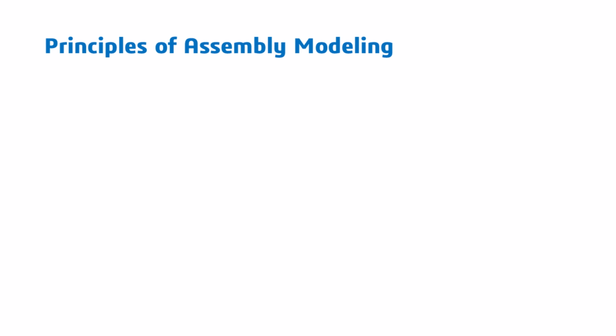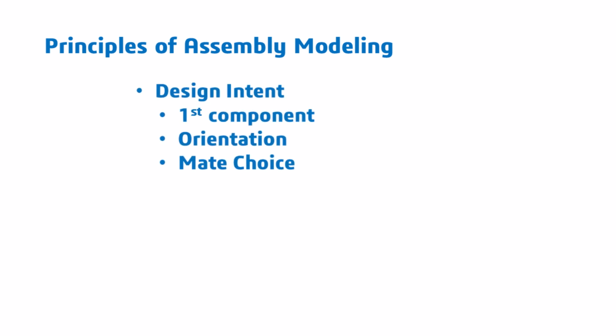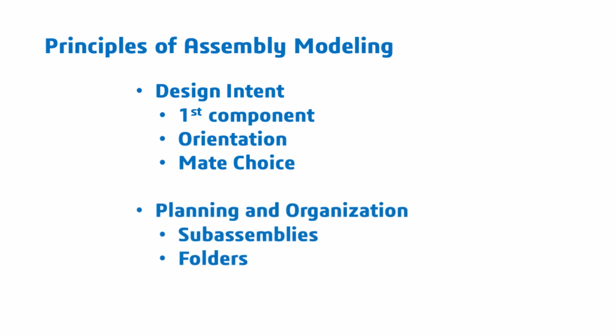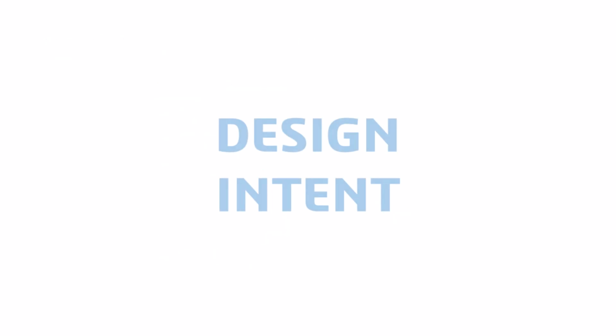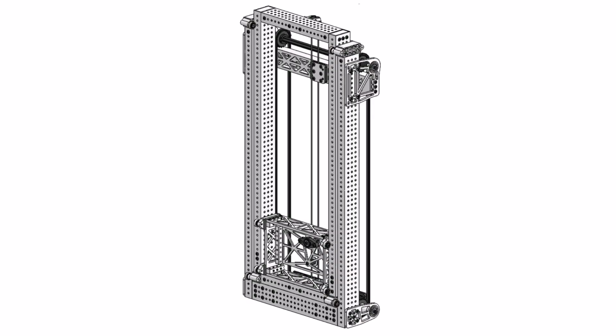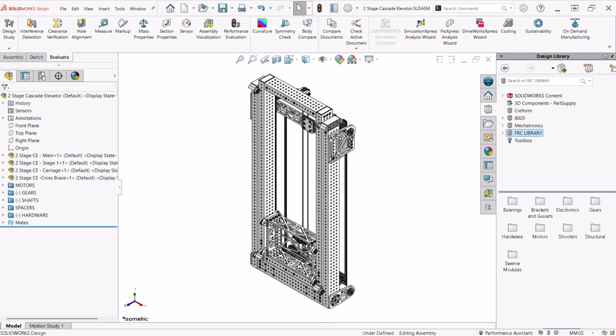Here we will quickly highlight two main ideas. First, design intent drives every decision, including first component, orientation, and mate choice. And second, employing basic planning and organizational strategies can greatly improve the performance and editability of your assemblies. We will use a basic two-stage elevator as the basis of this video series. In CAD, design intent can be defined as how a model is to perform or function throughout the design process.